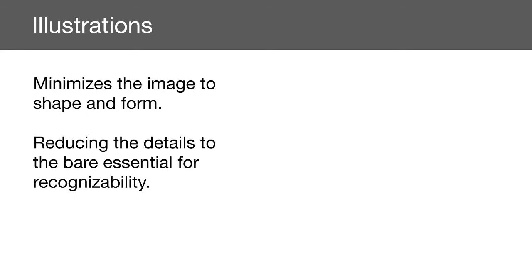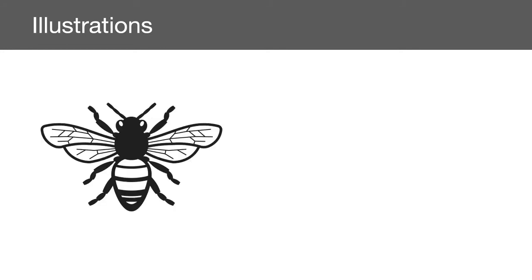Illustrations, especially vector-based, we want to minimize the image to shape and form. Vector-based oftentimes reduces the details to just the bare essential items, so you can recognize what it is. And it's really quite the opposite of traditional means, where you're trying to get really detailed and really precise. So in this example, here is a digital illustration, or a vector-based illustration, of a bee. We could add color to it, and then it'll really solidify to the reader that there's a bee.